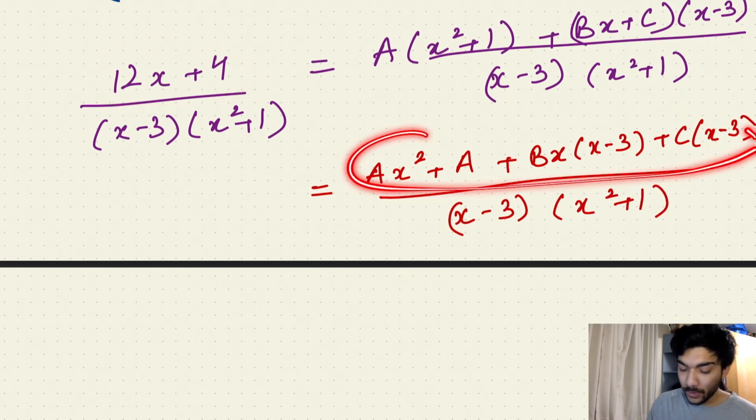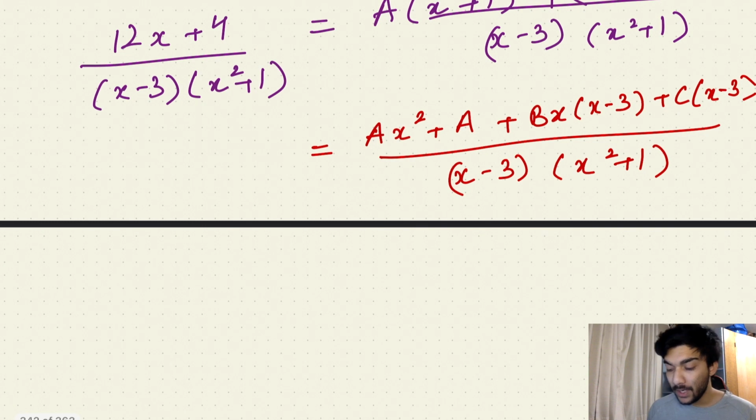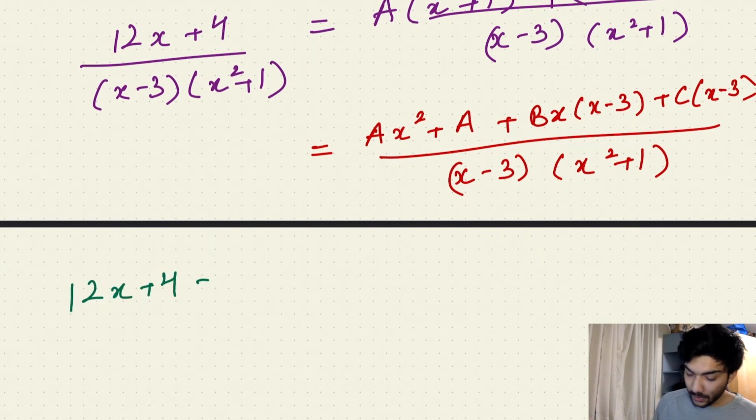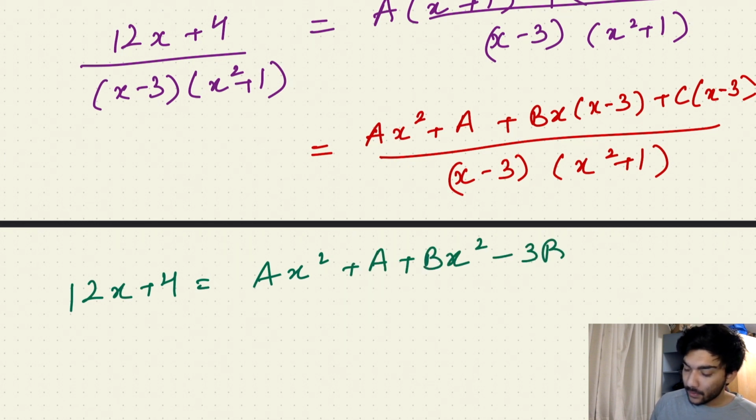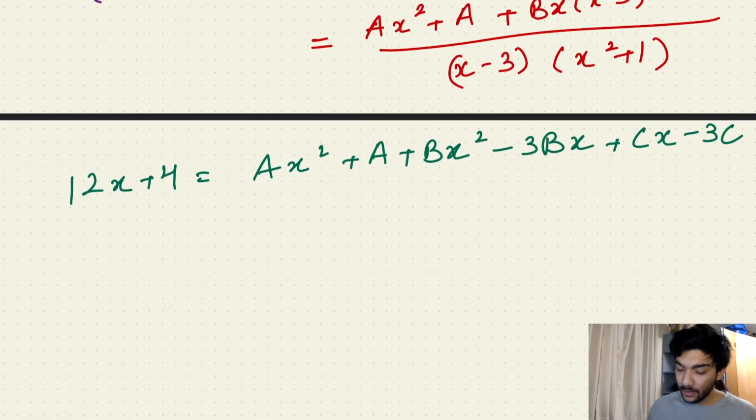So now let's only compare the numerator on the left hand side with the numerator on the right hand side, just to get the values of our A, B and C in this case. So we know that 12x plus 4 would be equal to Ax squared plus A plus Bx squared minus 3Bx plus Cx minus 3C over here, right? And now let's simplify this expression by taking the common terms together in this case. So we'll take the coefficient of x squared first.